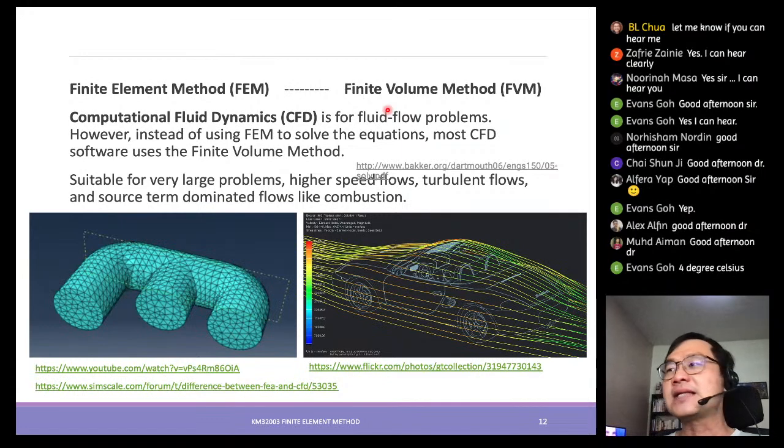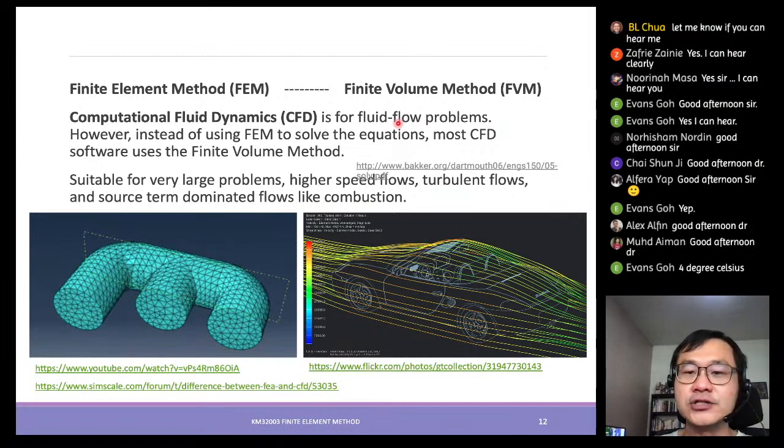So here, as I mentioned earlier, we may have FEM and FVM, finite volume methods. Most of the computational fluid dynamics software nowadays applies the finite volume methods, instead of finite element methods, to solve the fluid flow problem, right?